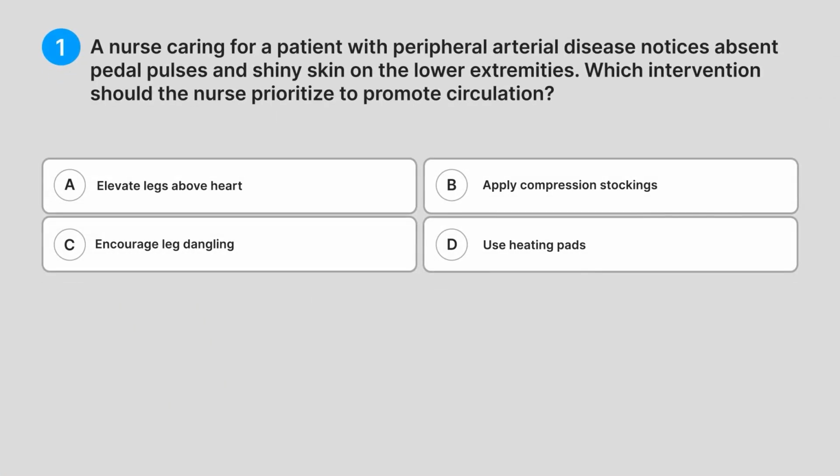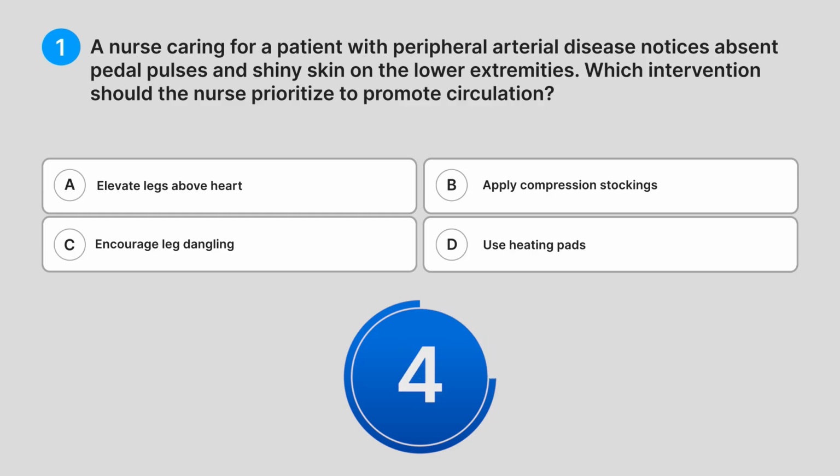1. A nurse caring for a patient with peripheral arterial disease notices absent pedal pulses and shiny skin on the lower extremities. Which intervention should the nurse prioritise to promote circulation? A. Elevate legs above heart. B. Apply compression stockings. C. Encourage leg dangling. D. Use heating pads. Can you guess the answer?